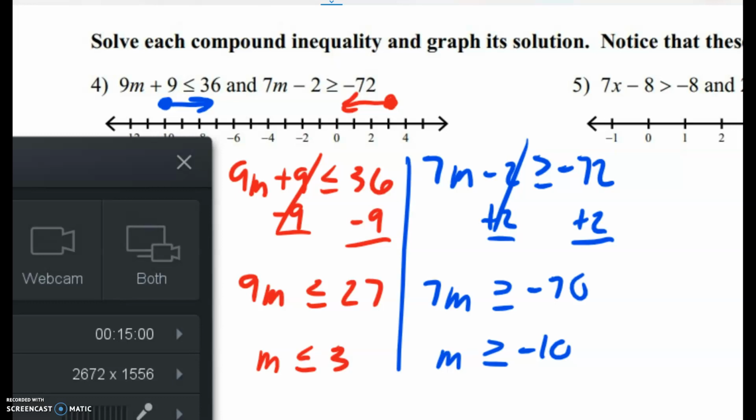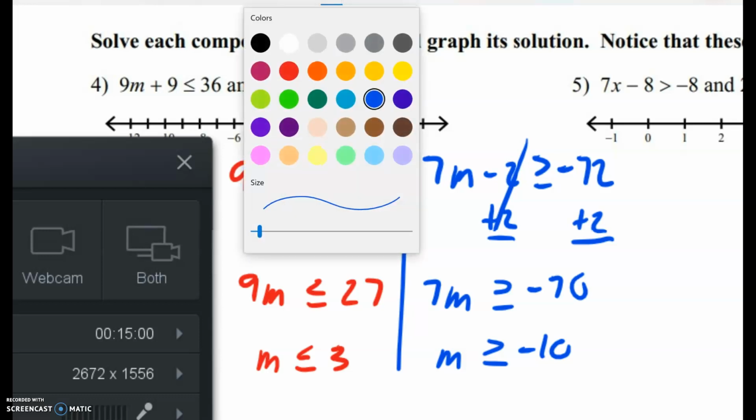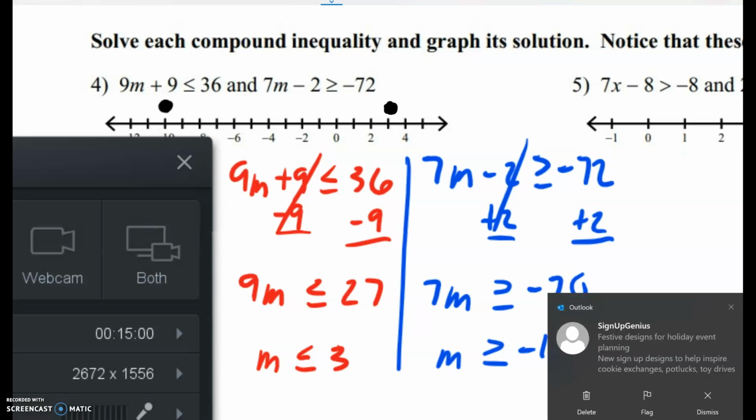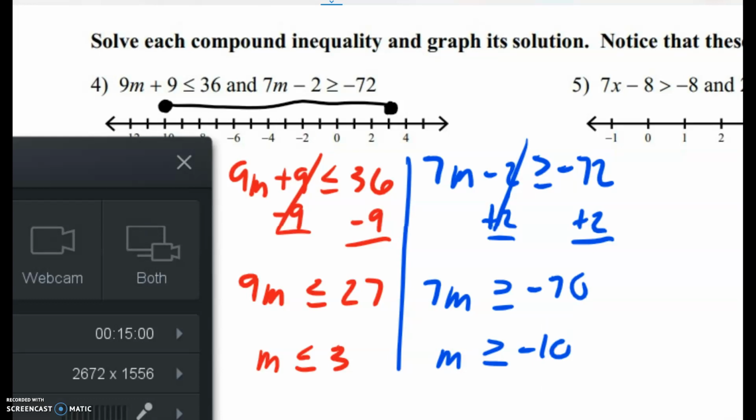So what we're going to do to graph this is we are going to show that the solution is only in between. So we have these filled in circles at 3 and negative 10, and if it's everything in between, I'm just going to connect those two dots. That's the solution set to number 4. Everything in between those two numbers.